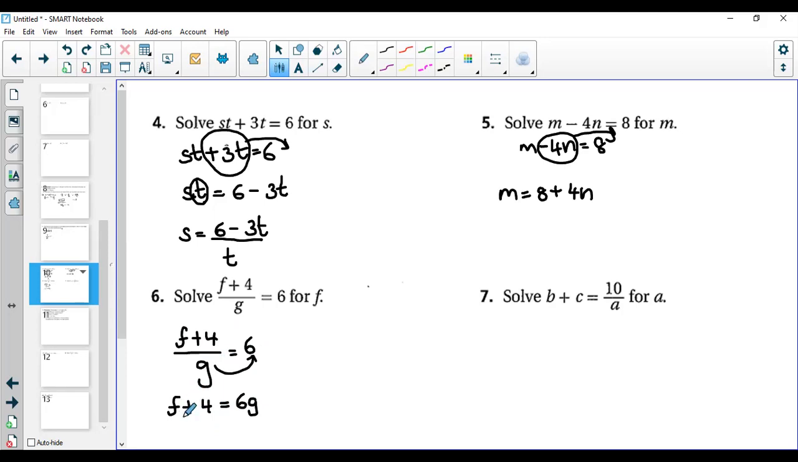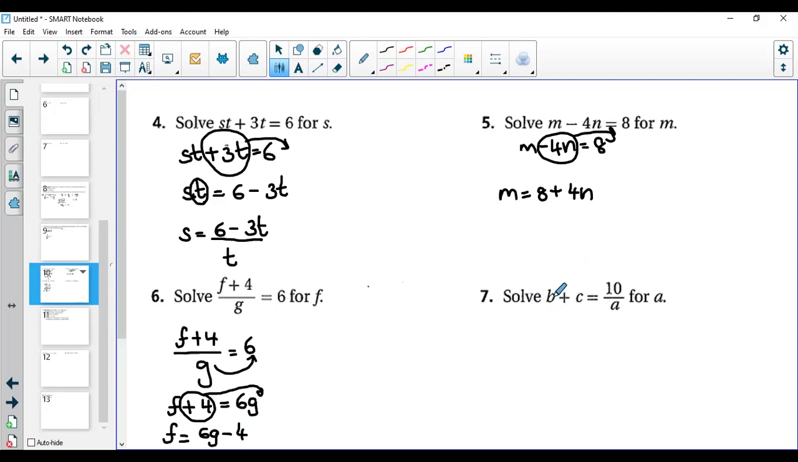Now, can we remove 4 from f because we are solving for f? Yes, we can. So it is plus 4 on this side. When it moves to the other side, what does that become? It becomes f equals 6g minus 4. So the answer is going to be f equals 6g minus 4.